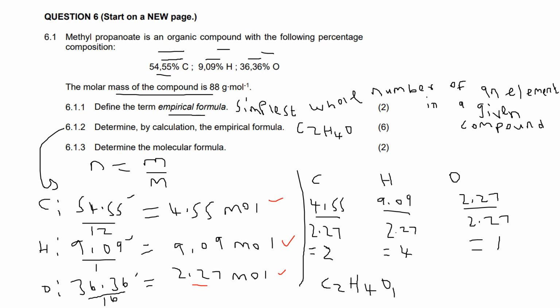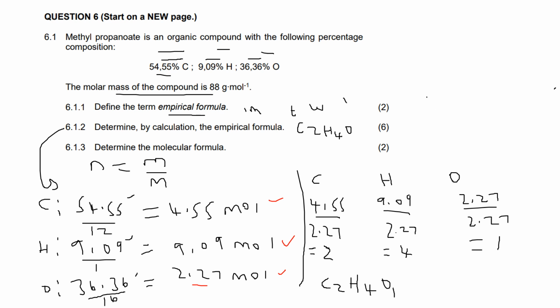So lastly, they want us to find the molecular formula. Remember we're given the molar mass of the compound, which was 88 before. So to find the molecular formula, let's just call it MF now. That's for 6.1.3. So to find the molecular formula, let's put dots there.